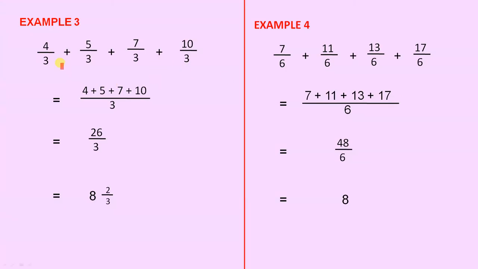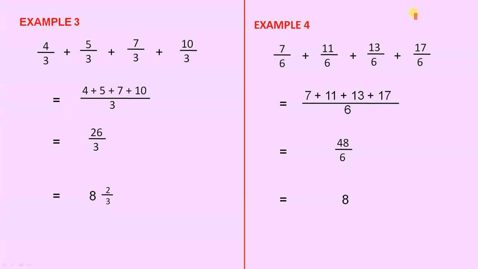Example 3, 4 over 3 plus 5 over 3 plus 7 over 3 plus 10 over 3. The denominators are the same. We add the numerators together. 4 plus 5 is 9, plus 7 is 16, plus 10 is 26. That's 26 over 3. 3 into 26 goes 8, because 3 eighths are 24, with a remainder of 2, so the answer is 8 2/3.